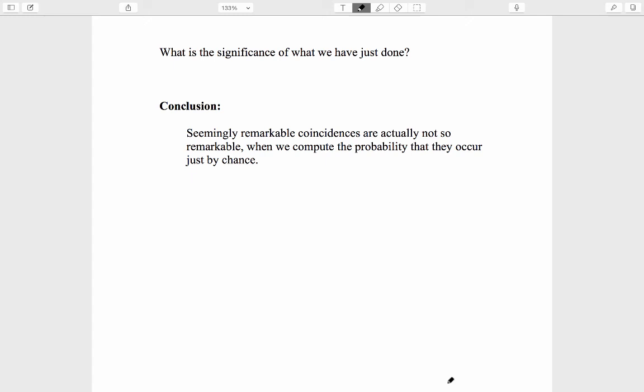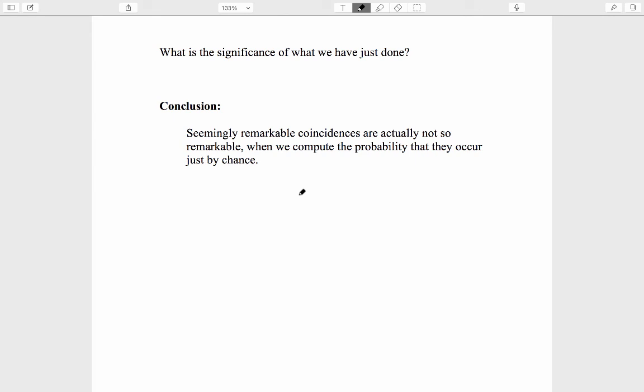What is the significance of what we have just done? What we have found in these examples is that with a relatively small number of people in the room, whether comparing birthdays or guessing numbers, it is more likely than not that there will be a shared birthday, or that there will be a number that 2 people guess. The conclusion is that seemingly remarkable coincidences are actually not so remarkable at all when we compute the probability that they occur just by chance.